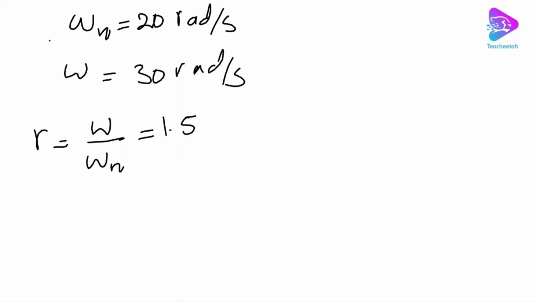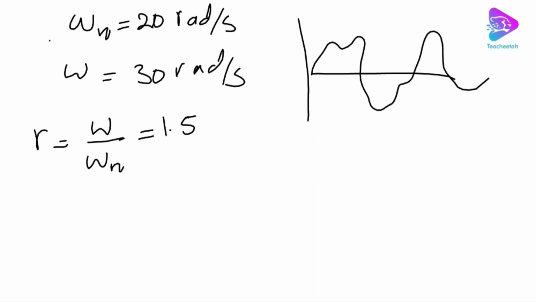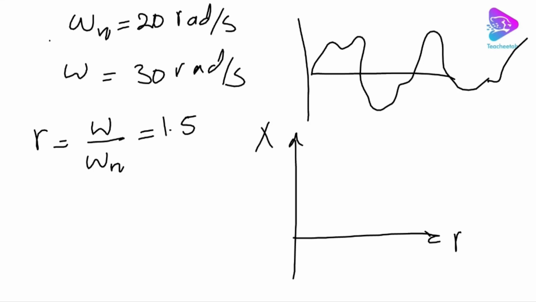If the time response of the system is a combination of sine and cos, it's going to be something like that. We don't care, it's just a combination of two harmonic functions, right? And one thing that is very important to plot in vibration analysis is the frequency ratio and the max amplitude. If we have the total response, we can find the max amplitude at different values and plot it with respect to R.